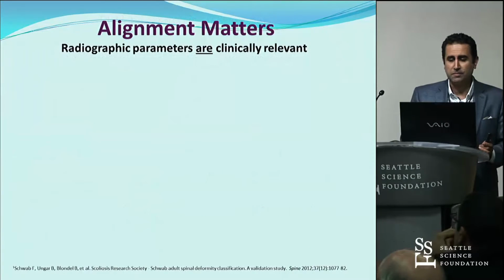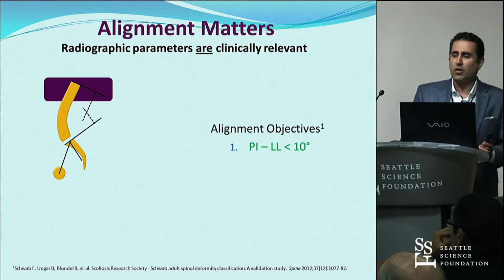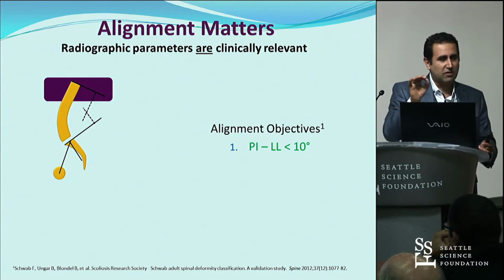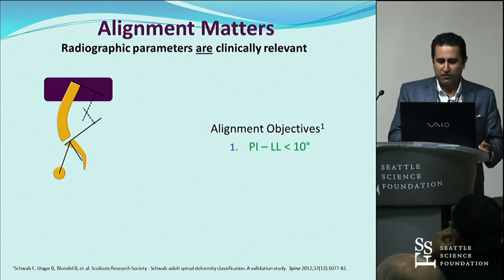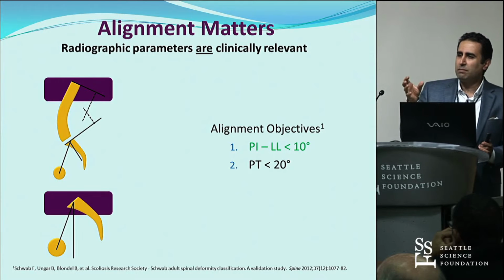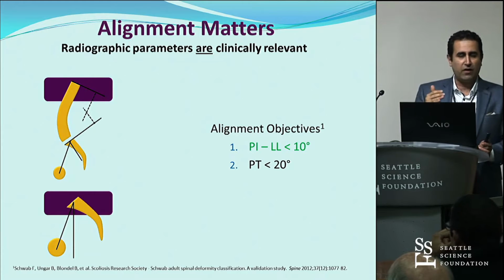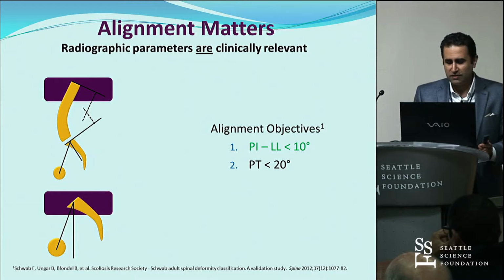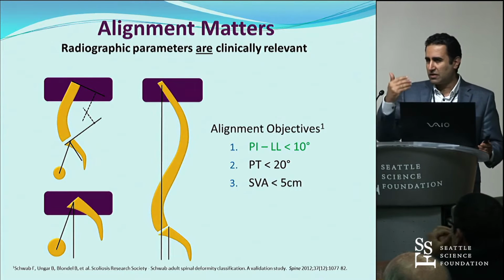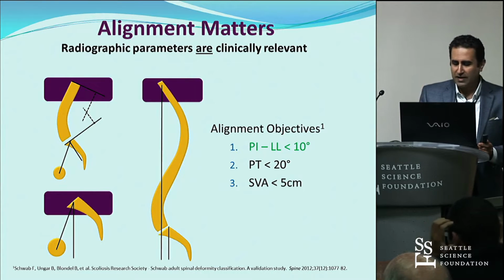So, as I said before, these parameters are important. The PI-LL mismatch has the goal of being less than 10 degrees, based on clinical data that we know is relevant for their long-term quality of life. Secondly, the pelvic tilt, which is influenced by their alignment and is variable, we have the goal of it being less than 20 to 25 degrees, and the sagittal vertical axis being less than 5 centimeters from the C7 plumb line down.